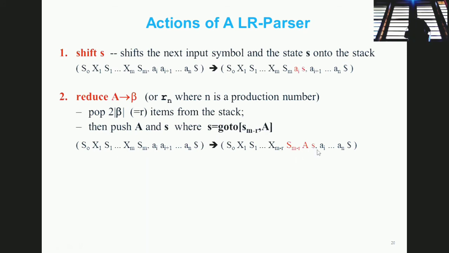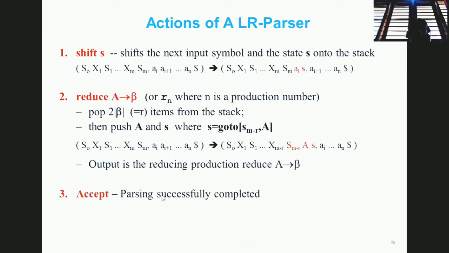After reduction, you will have a configuration. Earlier you had Sm, and you have popped r elements from the stack, that is nothing but 2 times beta. So you are left with Sm minus r. For that, you look into the goto of Sm minus r, comma A, which gives you a new state that you push onto the stack. Now my input, AI up to AN, remains the same. The output is the reducing production, reduce A tends to beta. You are going to produce A tends to beta as the reduction output.